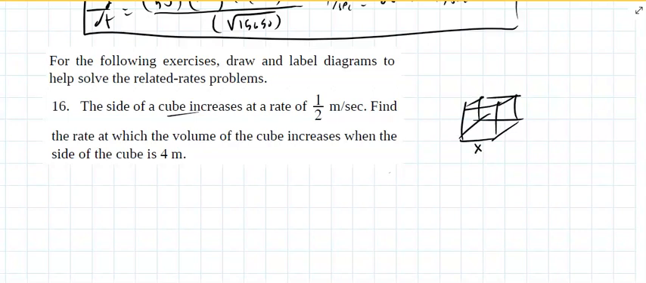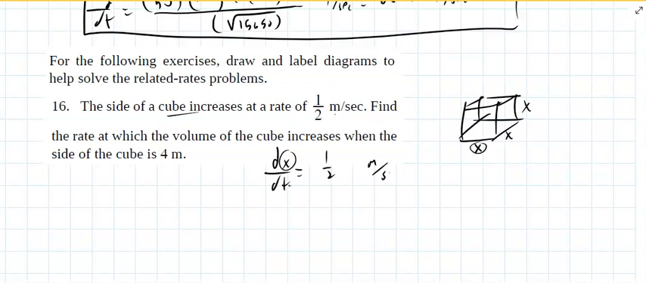If we call this x, this is x, and this is x, that's what's so special about a cube. All the sides are equal. They say the side of a cube increases. If the side is x, it increases at a rate of, notice it's in meters per second. So this is in meters, and seconds is time. It's increasing half a meter every second.